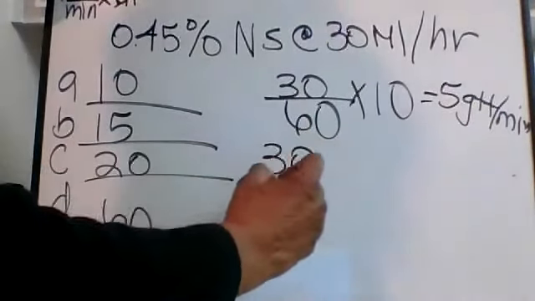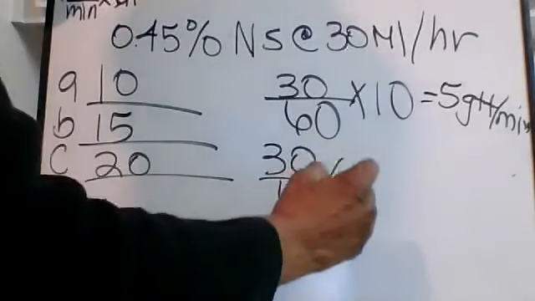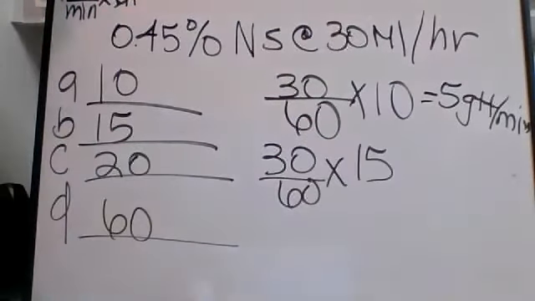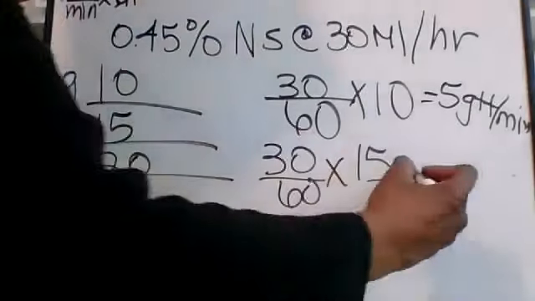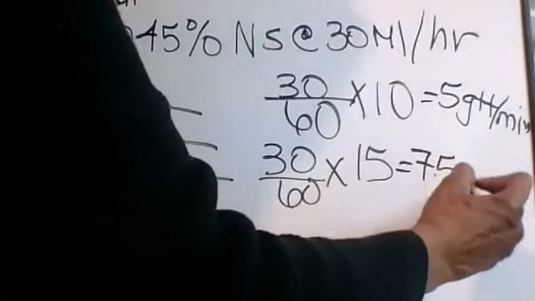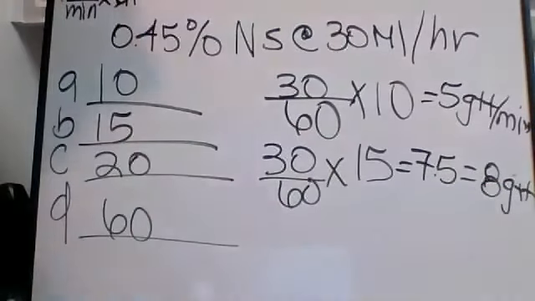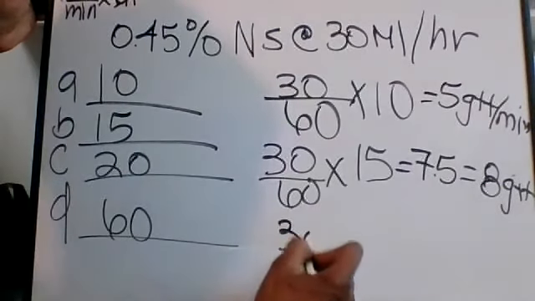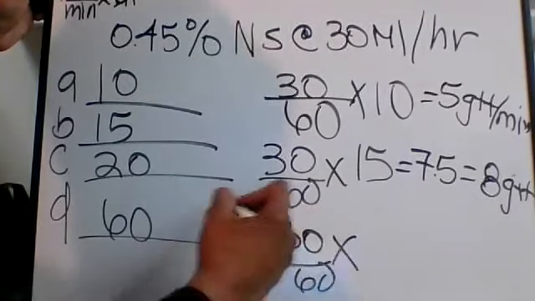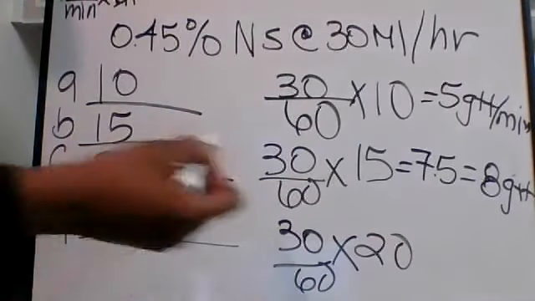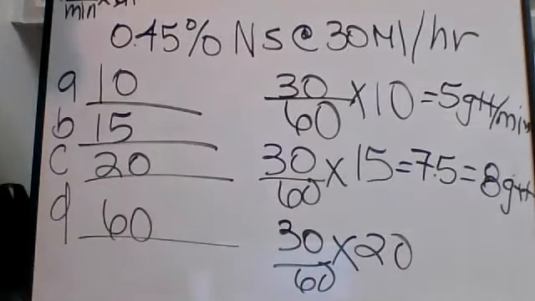And that's the same setup for the subsequent problem. So that will be 30 divided by 60 times 15, and that gives us 7.5. We round it to the nearest whole number, so it'll be 8 drops per minute. Same thing for the next one: 30 divided by 60 times 20. We work it all the way down. Then it would be 30 divided by 60 times 60. Okay? So that's it.